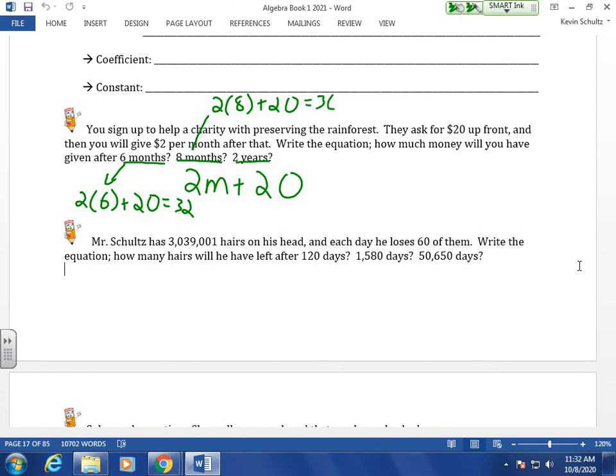36. What are we plugging in for our variable for 2 years here? Why 24? Because there's 12 months in the year. If our variable represents the number of months, then what we're plugging in for it has to be in months. Okay? So 2 years equals 24 months. After 2 years, you've got $68. Okay? Questions on any of that?